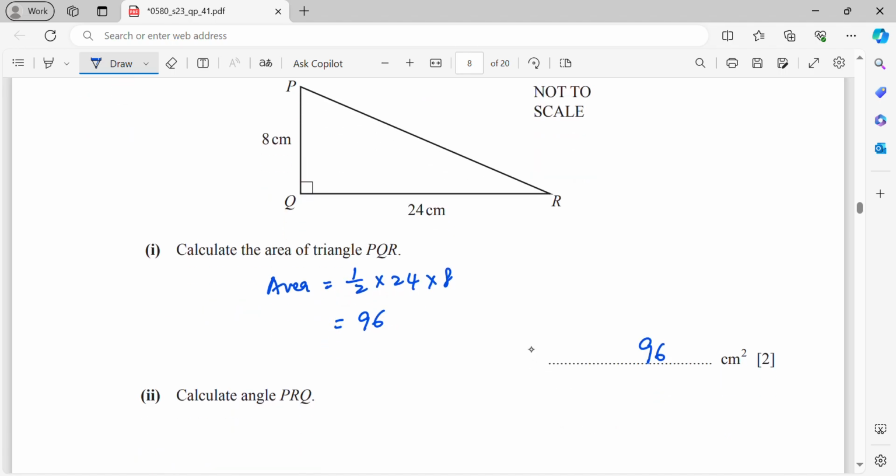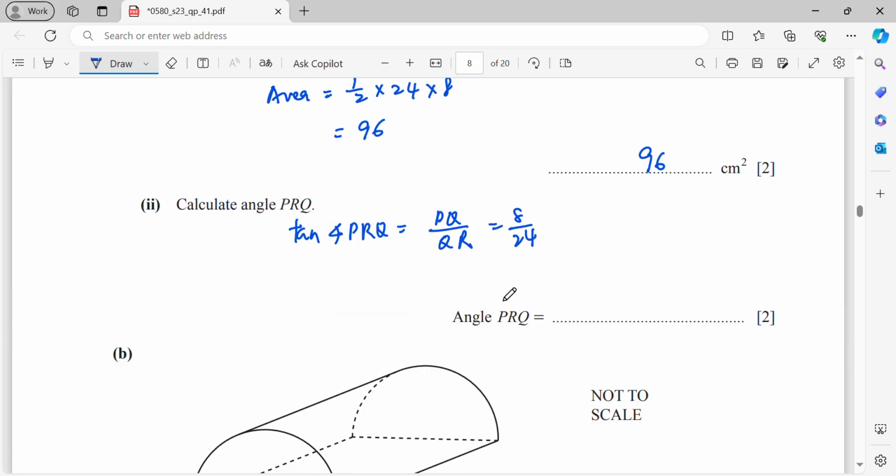Now calculate angle PRQ. PRQ is here. Since you are given the opposite and adjacent sides, you will be applying tangent. So tangent of angle PRQ equals PQ over QR. Your PQ is 8, QR is 24. Therefore, angle PRQ equals inverse tangent of 8 over 24. That is 18.4 degrees.